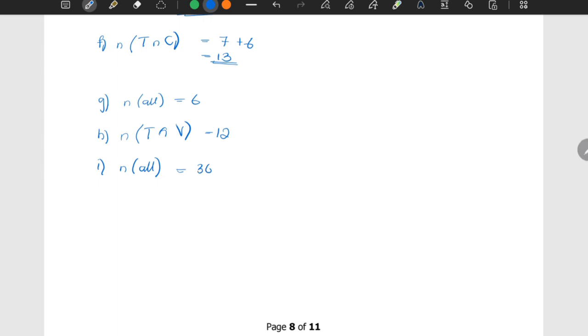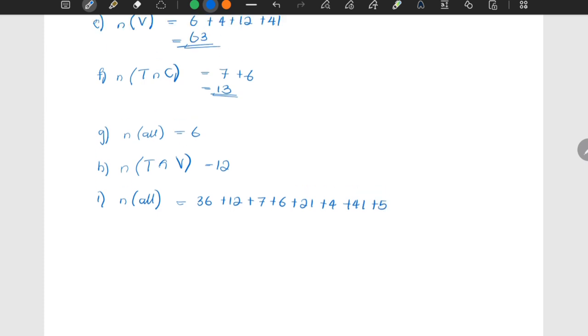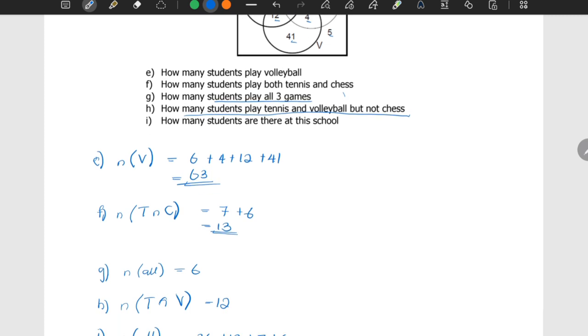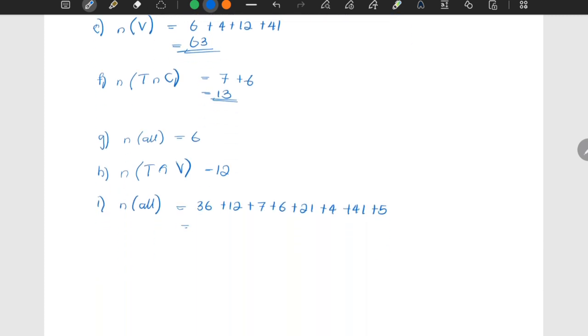So putting that down, we have to add them up. So we have 36 plus 12 plus 7 plus 6 plus 21 plus 4 plus 41 plus 5. Taking note to remember the 5, right? Those who do not play, because that includes everyone at the school. When you add this up, you get 132. And that is your answer.